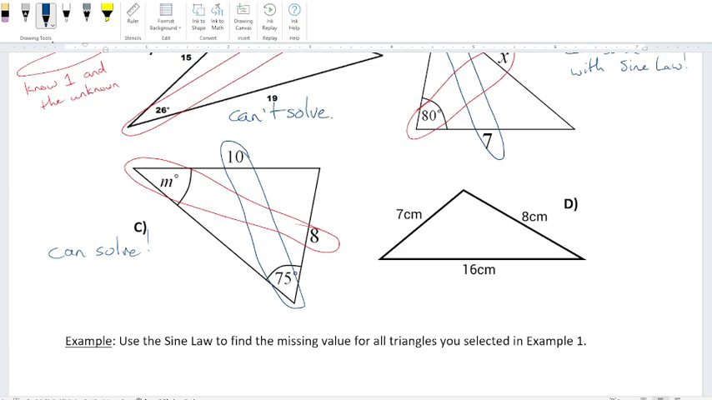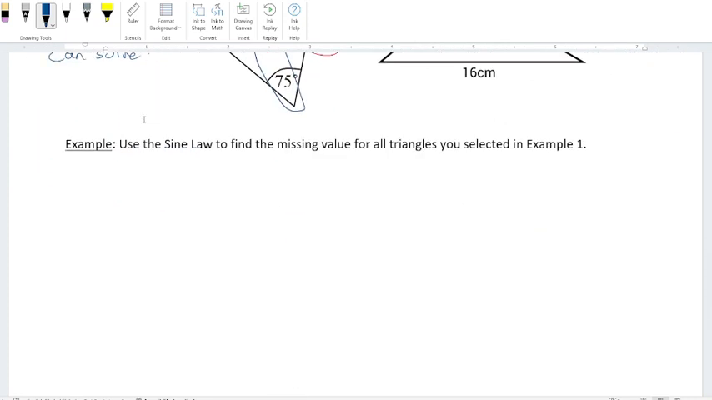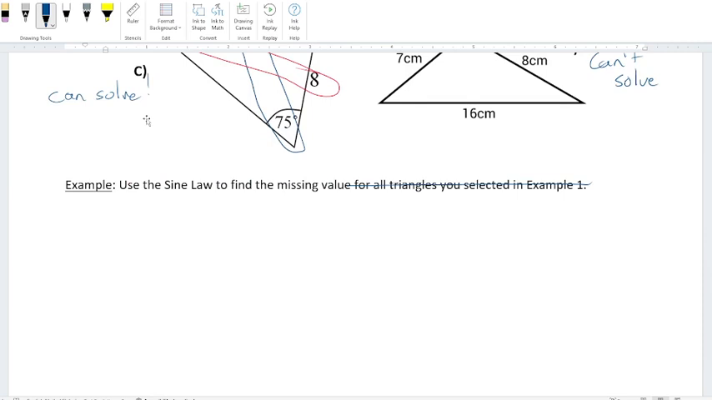And then D. Well, if I try and do that, I only know one of the two things in the loop. And if I try and do that, well, I only know one of the two things in the loop. So I can't do either loop. So this one cannot be solved by sine law either. So this one said, solve for all of them. We're not going to. We're just going to solve for B.